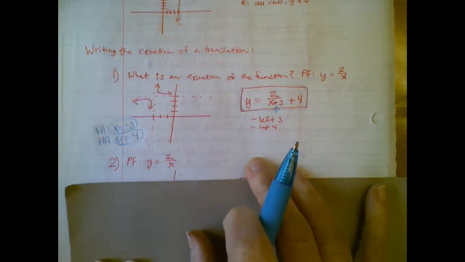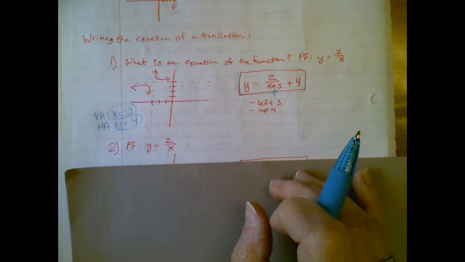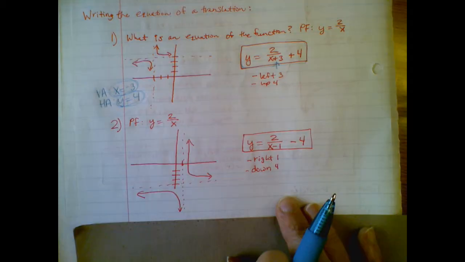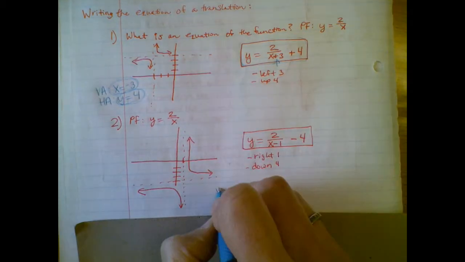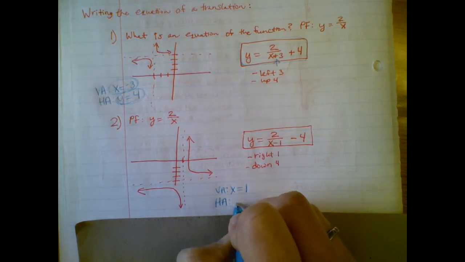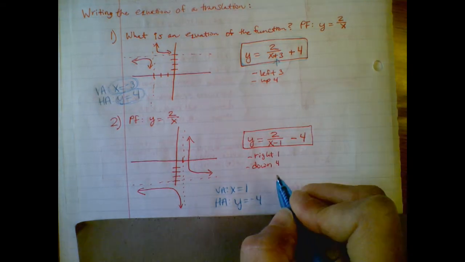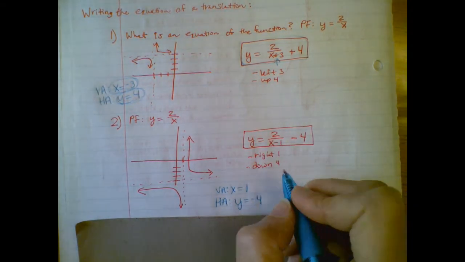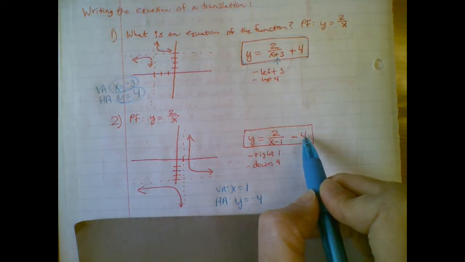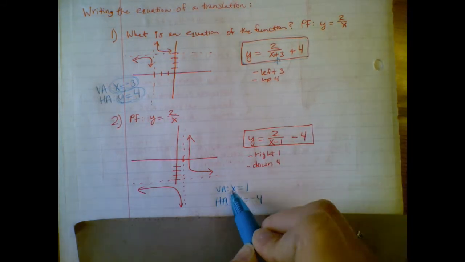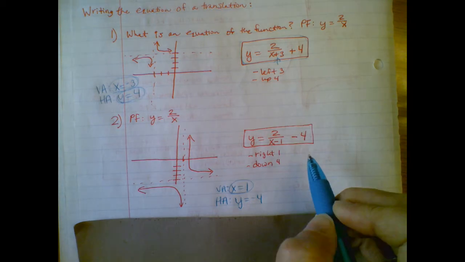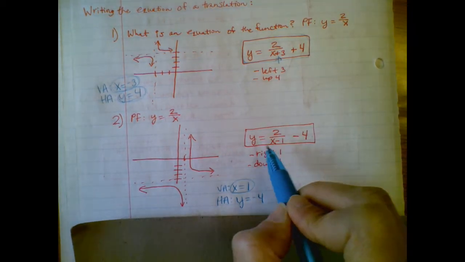So let's try another one. It has the same parent function for this one, so the parent function is y equals 2/x, but my vertical and horizontal asymptotes are changing. So my vertical asymptote is at x equals +1. My horizontal asymptote is at y equals -4. So it's going to the right 1, and it's going down 4. So to go to the right 1, I'm going to subtract 1 down here, and to go down 4, I'm going to put -4 at the end. Again, it's the opposite of this number down here, same as this number back here. And if I'm second guessing my answer, I would just go ahead and graph it and see if my graph matches.